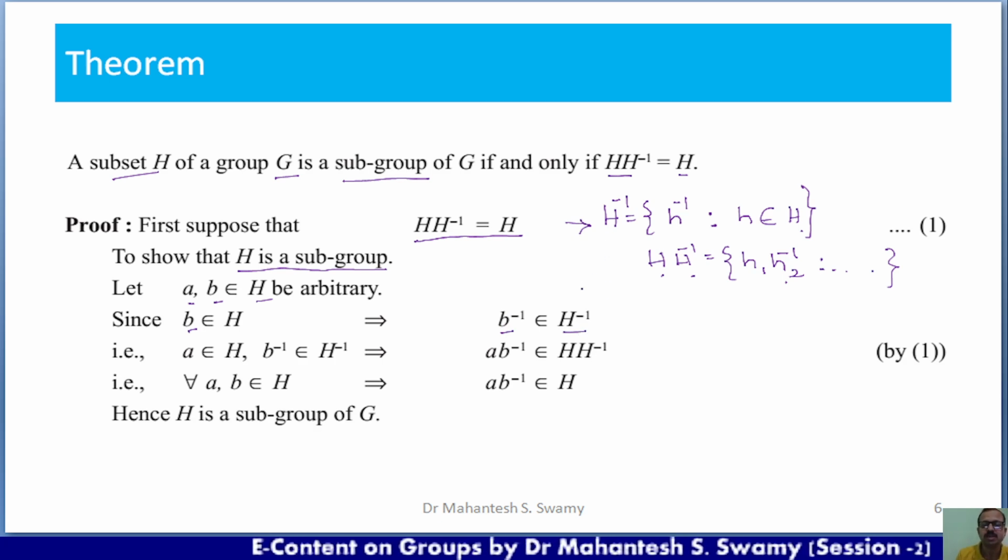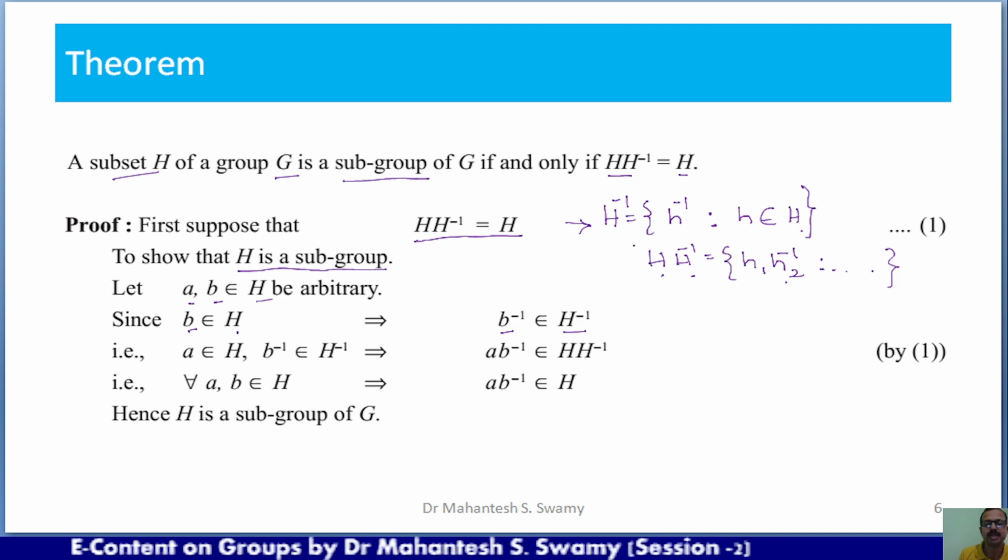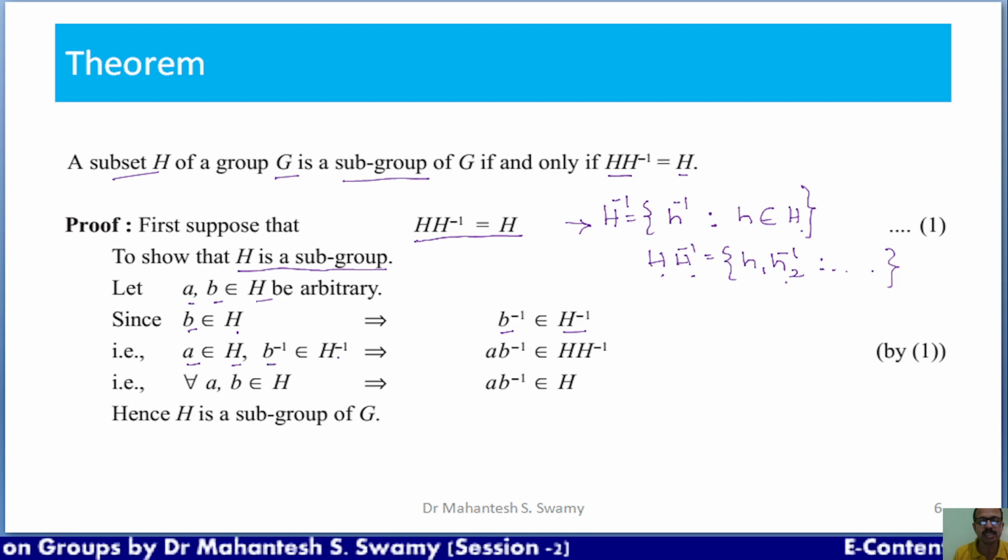See the set H inverse. H inverse is containing all the inverse elements of capital H. So when b is an arbitrary element of capital H, its inverse will be there in H inverse as per the definition given here. Now we are having the element a. We have just now said that a is an arbitrary element of H. So a is an element of H, and as per this, b inverse is an element of H inverse.